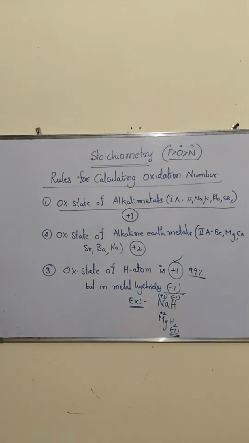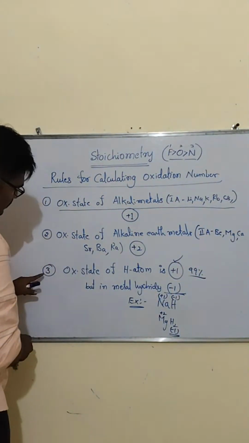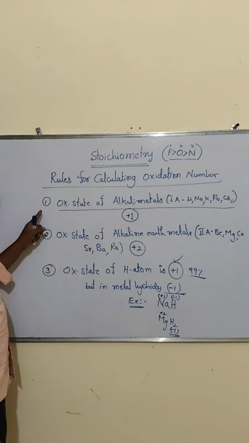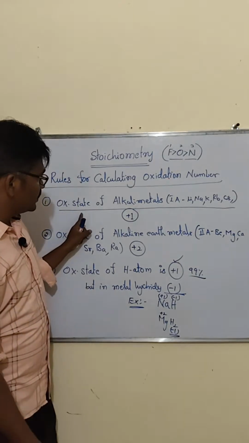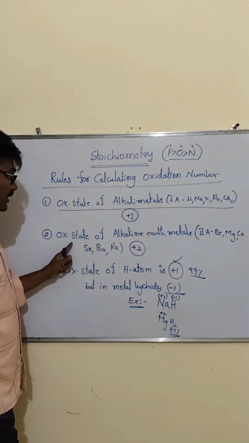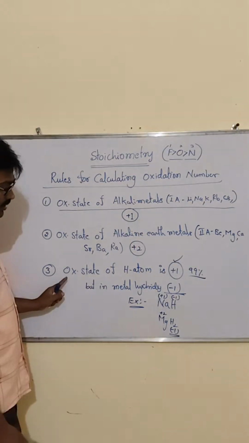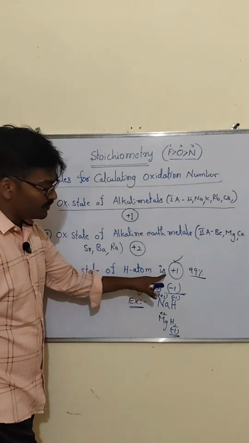Yes, my dear students. Next rule that we have to discuss. There are 3 rules we are done with. So the first rule is the oxidation state of alkali metals is +1. Oxidation state of alkaline earth metals is +2. Oxidation state of hydrogen atom is +1.